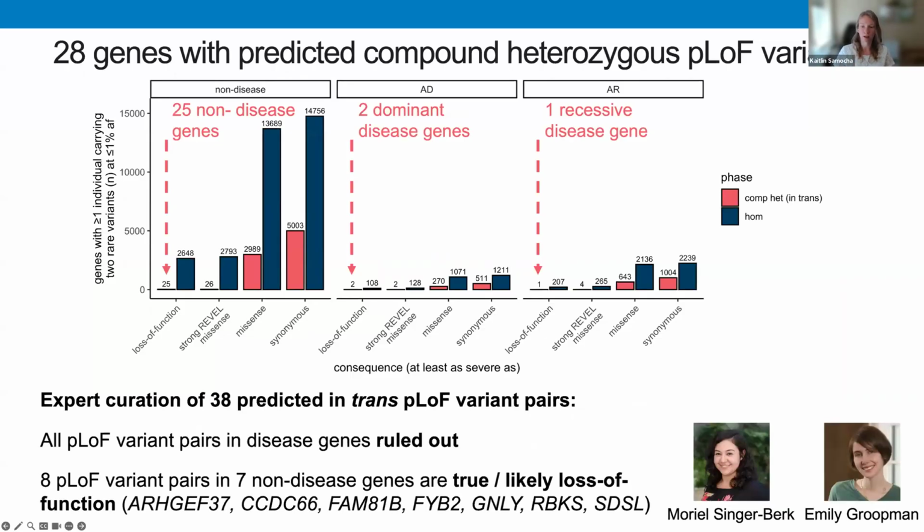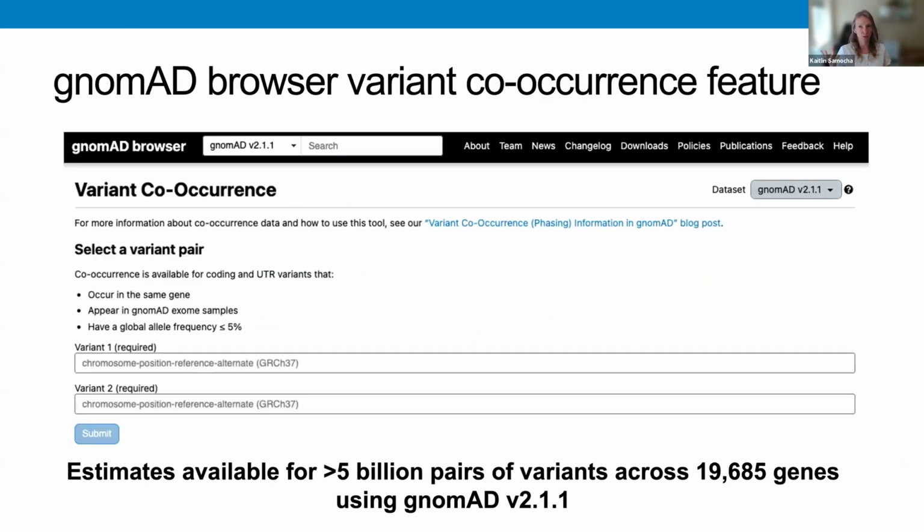And we had our Muriel and Emily do some expert curation, using the loss of function framework I mentioned a little bit earlier. And essentially, all of the loss of function variant pairs in these disease genes were ruled out. One of the 2 at least looked like it wasn't a real loss of function. Of the 25 non-disease genes, there were 8 loss of function pairs in 7 of those genes that looked like they might actually both be true loss of functions. Those genes are listed here, but again, they're currently not disease-associated genes, which is potentially why you could see them in a reference population.